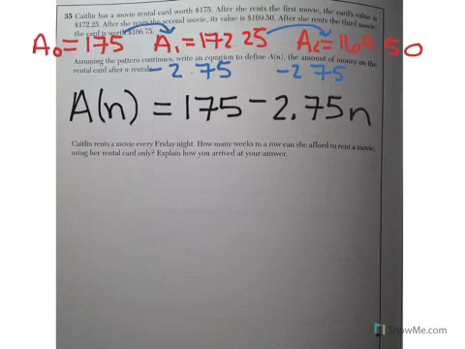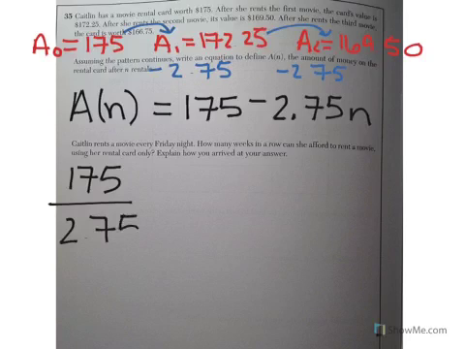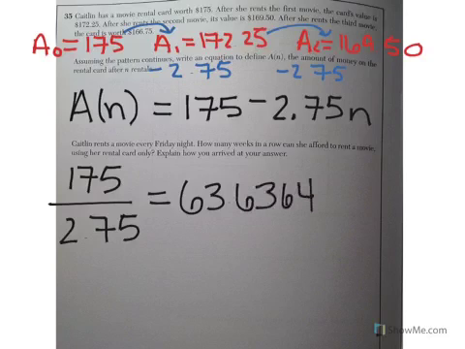So there's our equation. It says Caitlin rents a movie every Friday night. How many weeks in a row can she afford to rent a movie using her rental card only? Explain how you arrived at your answer. Okay. So if we take our original value of 175, right, and we divide it by how much each movie is going to cost us, $2.75, we end up with a decimal, 63.6364.